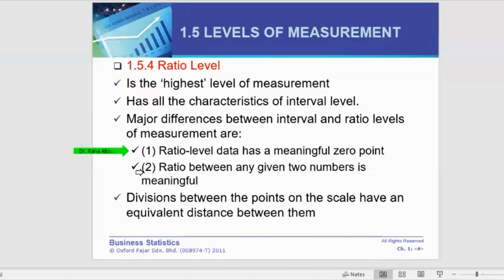But for the ratio level, as an example, we have height. When we say the height is 0, it means there is no height of the person. When we say the weight of this box is 0, it means this box has no weight at all, okay? So the ratio level has a meaningful 0 point. What is the example?